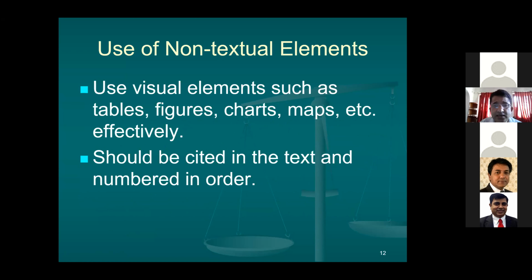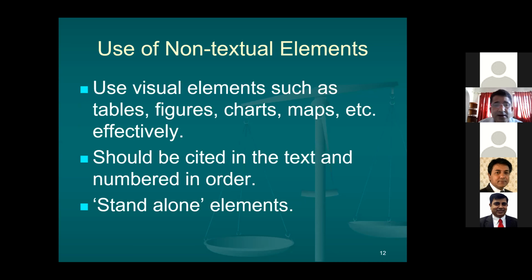It should be cited in the text and numbered in order. Though it is so obvious to say, when we review the paper, sometimes we have found that the table is there, the figure is there, but it is not mentioned in the text. It is a very simple thing, and one of the things which you should never ignore. When people do the desk review, and if it is not there, then it runs the risk of being automatically rejected.